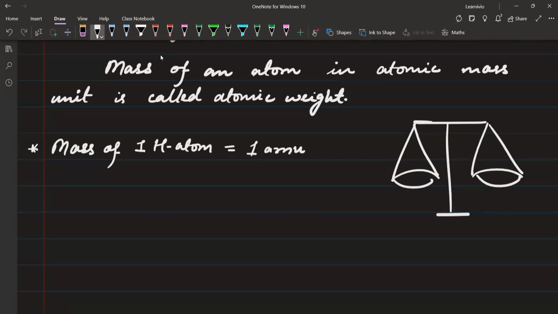And what did they start? They said, I will keep helium here, and then I will keep hydrogen. So they kept one hydrogen, and they saw that the helium side was going down. That means helium is heavier than hydrogen.